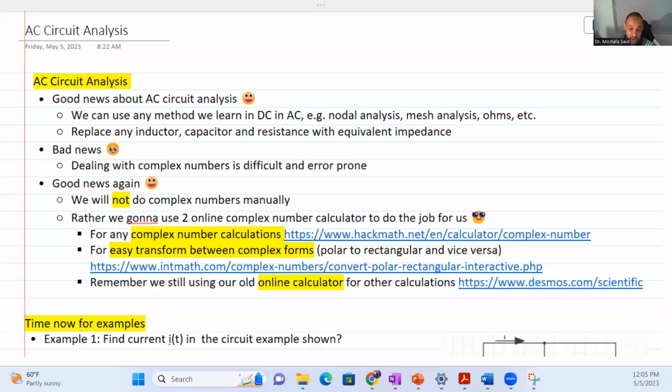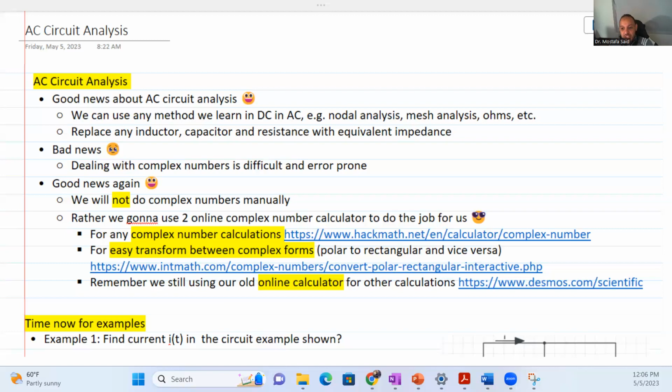Hello, guys. In this lecture, we're going to continue our discussion of AC circuits. So I'm going to just review the basic concepts that we just studied last lecture. We started, at the end of last lecture, by mentioning some steps and tips on how to solve AC circuits. Firstly, we can use any method that we learned before in DC in the AC domain. For example, you can use mesh, you can use nodal, Thevenin, and so on.